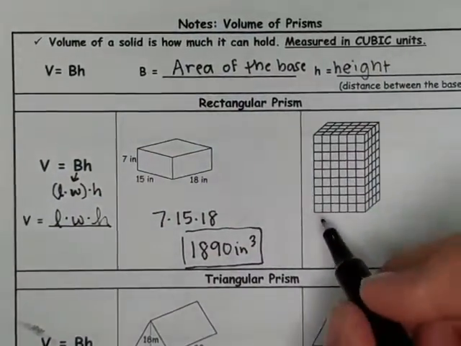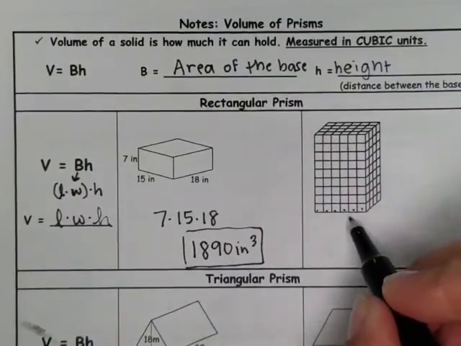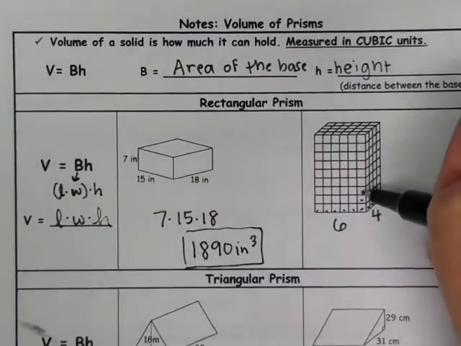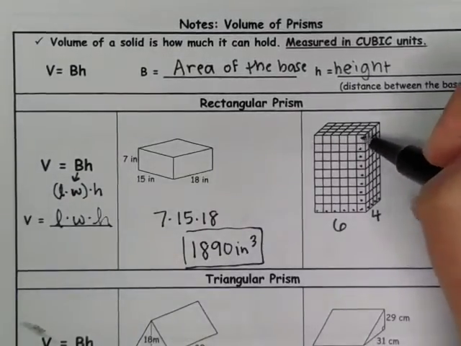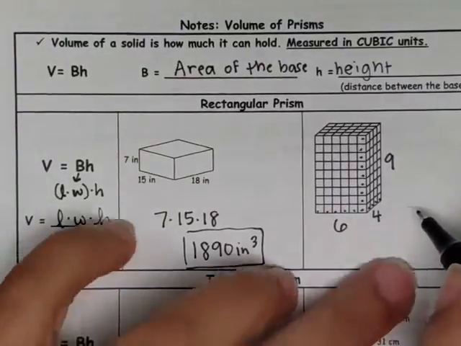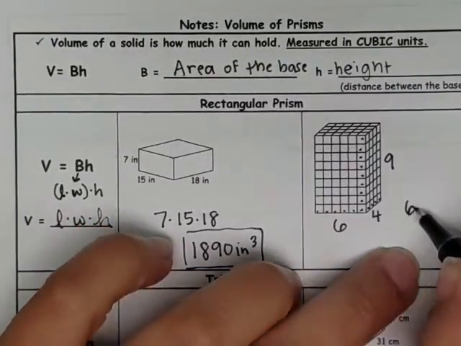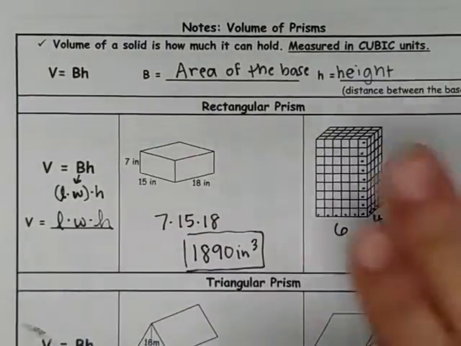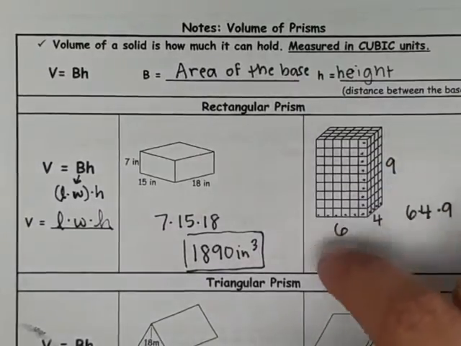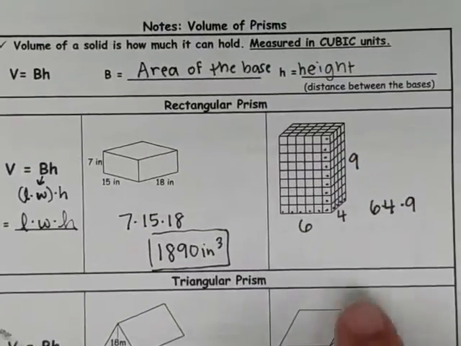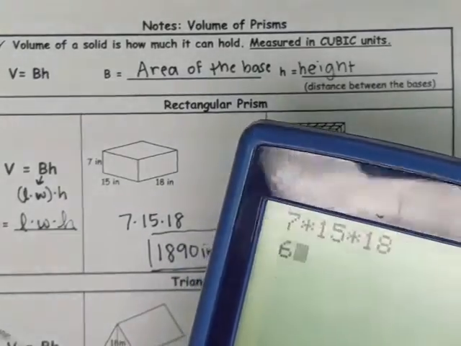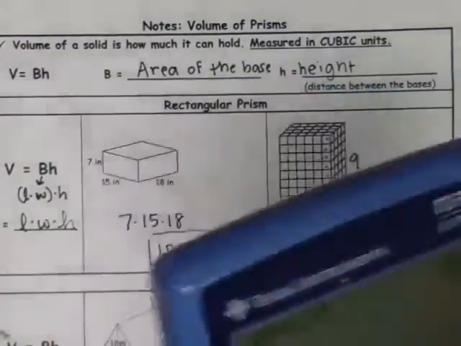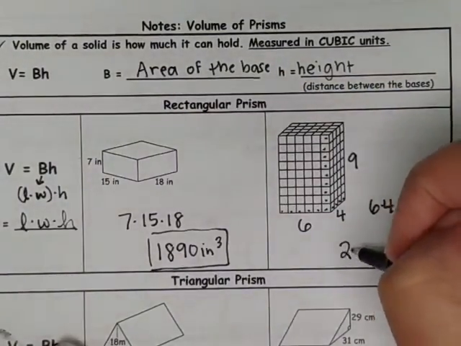All right, this one we're going to have to count. 1, 2, 3, 4, 5, 6. 1, 2, 3, 4. 1, 2, 3, 4, 5, 6, 7, 8, 9. So 6 times 9 times 4, or 6 times 4, which is the base, times 9, which is the height. If you flipped it on its side, the base could be 4 and 9, and then its height could be 6. So really, because of the commutative property, we can multiply these three numbers together in any order, and it'll still give you the same product. So 216. So 216, we'll just say units cubed.